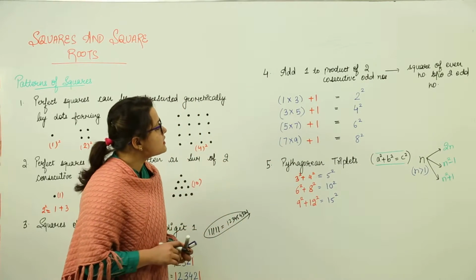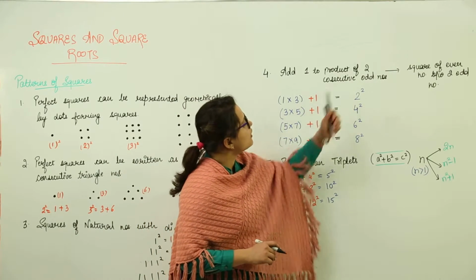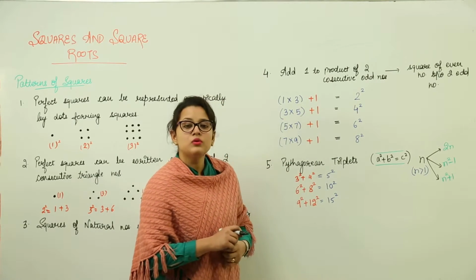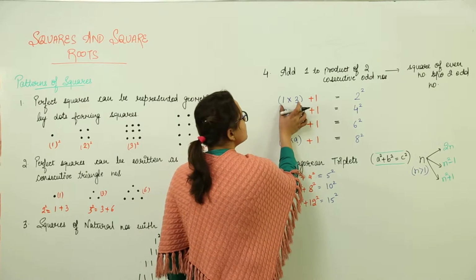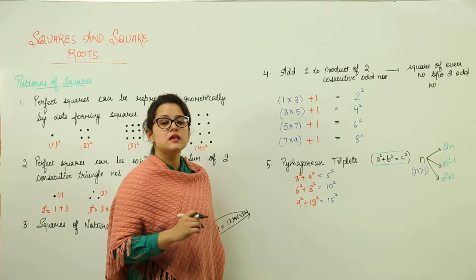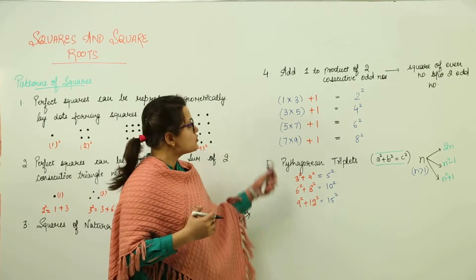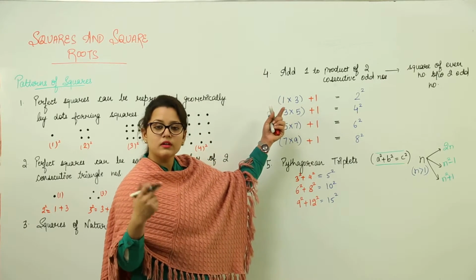The next pattern says that if you add 1 to the product of two consecutive odd numbers. Now over here you can see two consecutive odd numbers. Consecutive odd numbers means that they come one after the other. So over here we have 1 and 3. These are the two odd numbers that come one after the other.